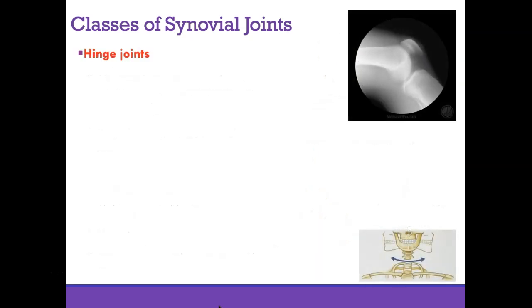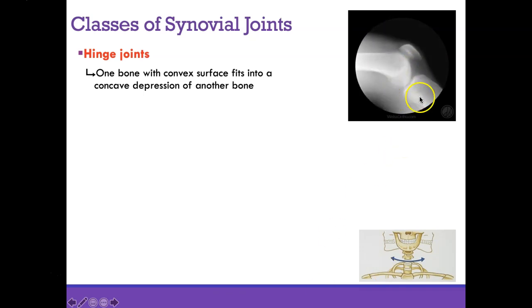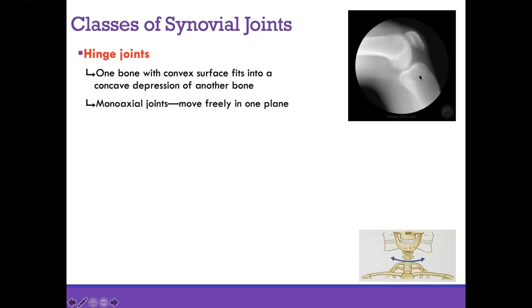Hinge joints, these are good examples of the elbow and the knee. It's where one bone fits into the other, where one has a convex surface and one has a concave depression. So that's shown over here at the knee. You can see the femur is articulating with the tibia here. And these are monoaxial. They only move freely in one plane. So everyone, you can only kick your knee in one plane. You can't go side to side with your knee joint or your elbow.